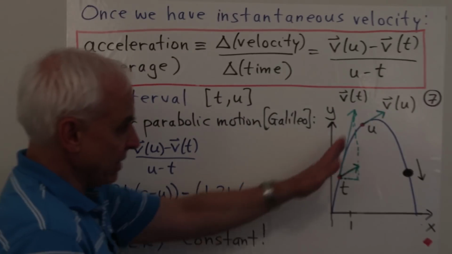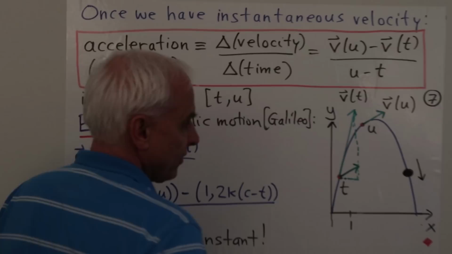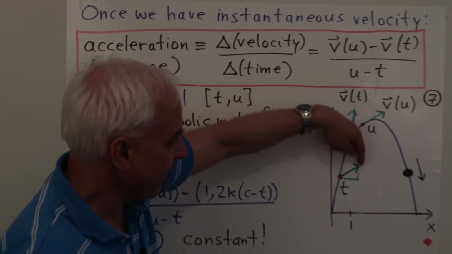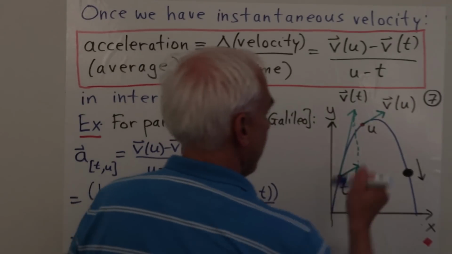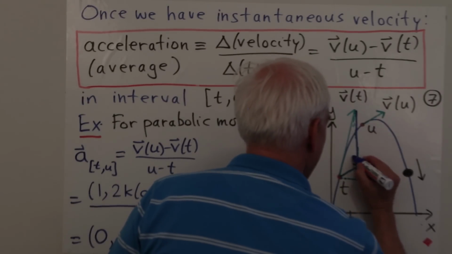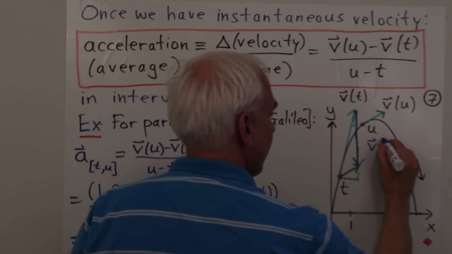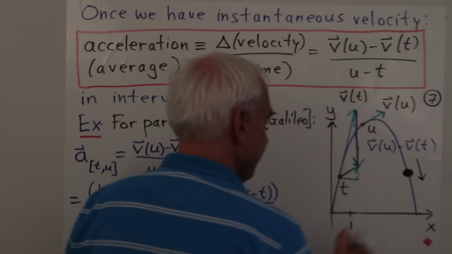Then they'll be lined up, and then the difference between them, so there's v sub u, there's v sub t, so the difference goes this way. Okay, so that there will be the difference v sub u minus v sub t.